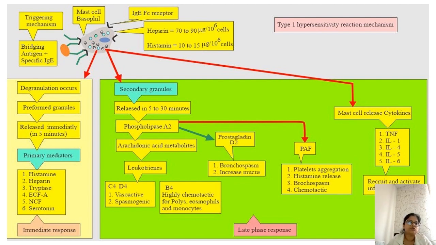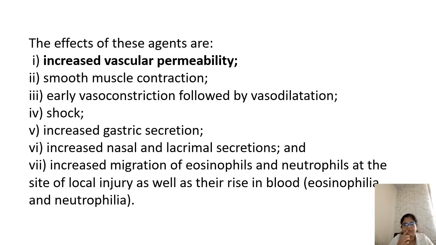the moment the antigen tries to enter into our immune system. So this is the entire thing, which is an immediate response as well as the late phase response of what's happening after the second contact with the same antigen in the effector phase. So the effects of these agents would be increased vascular permeability, smooth muscle contraction, as I've said, smooth muscle spasm, and early vasoconstriction followed by vasodilatation, shock, increased gastric secretion, increased nasal and lacrimal secretions, increased migration of the eosinophils and the neutrophils to the site of local injury, as well as a rise in the peripheral circulation, contributing to eosinophilia and neutrophilia.